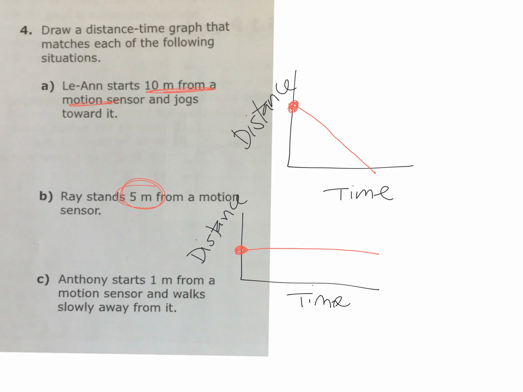Okay, and then finally the last one, Anthony. Anthony starts 1 meter from the sensor and walks away from it slowly. Yes, thank you. So he's starting 1 meter from the sensor. So this would be around 1. If he's walking away from the sensor, am I going to draw a line that goes up or down? Good. He's walking slowly, so we don't want it to be very steep.